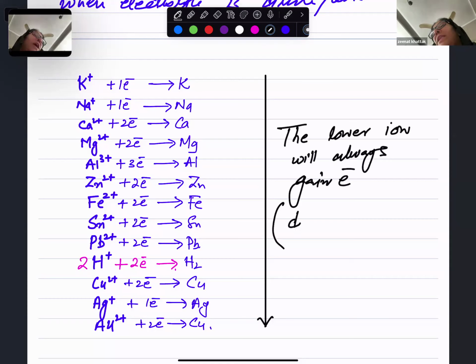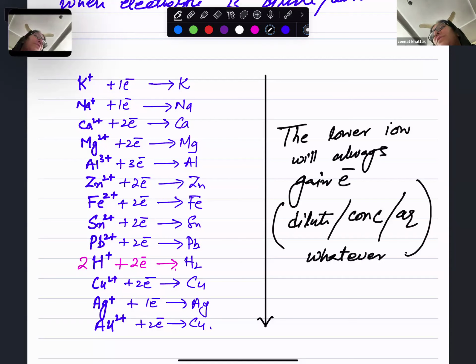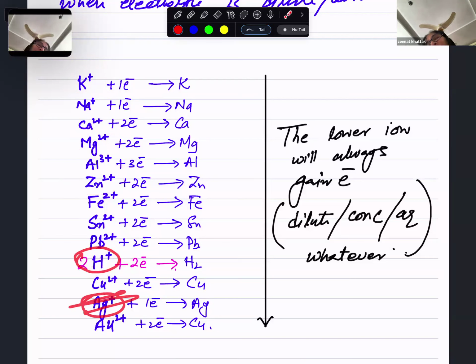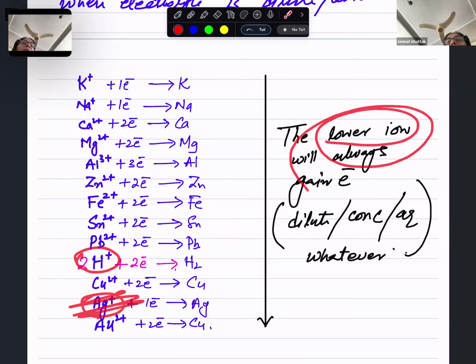In case of dilute, concentrated, aqueous, whatever is written, the lower ion will gain electron. So if there is a competition between K plus and H plus, which one will gain electron? H plus. Magnesium and H plus, H plus. Zinc and H plus, H plus. Silver and H plus, silver. Always the lower ion.